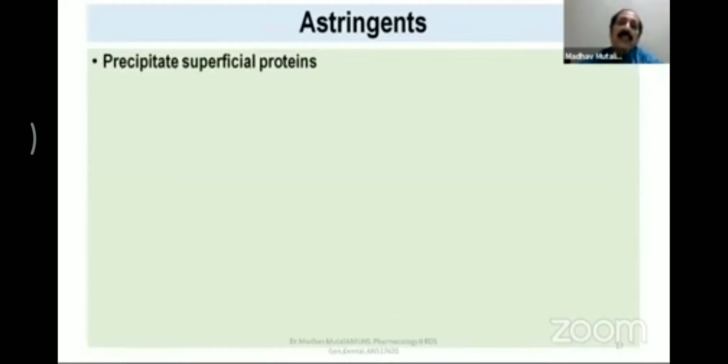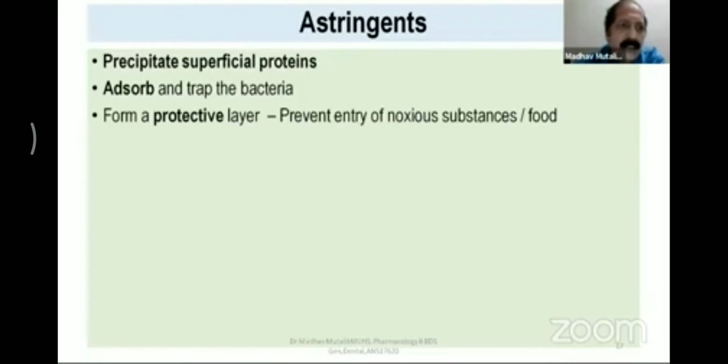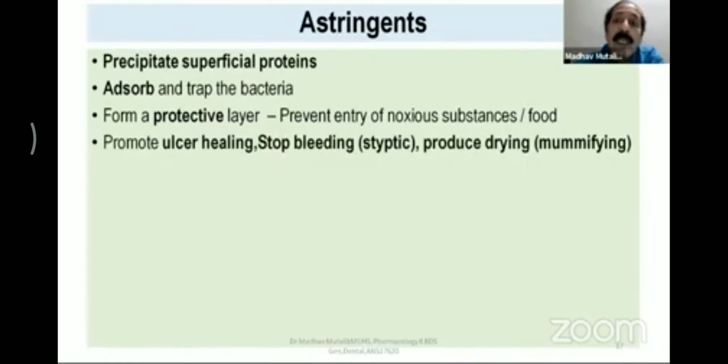Next, astringents. We are coming to astringents proper. What is the definition of the word astringent? They are going to ask you. Astringents precipitate superficial proteins. When you precipitate the superficial protein, it forms a layer, and in this layer the bacteria can get adsorbed. So they are not just astringents; they are also adsorbents, and they form a protective layer through which the noxious substances, the bacteria, the food cannot enter, and whatever ulcer is below this gets a kind of protection, and it leads to an ulcer healing effect.